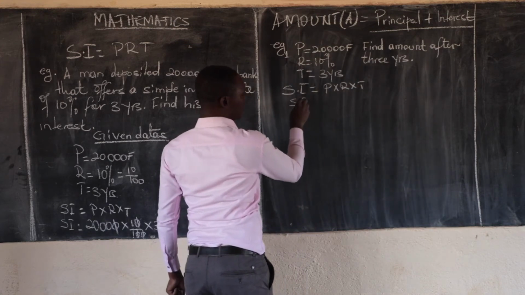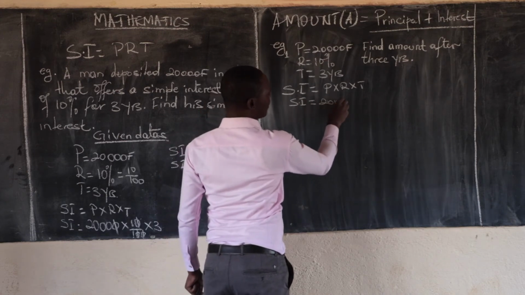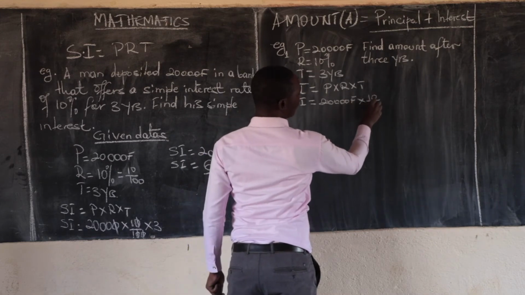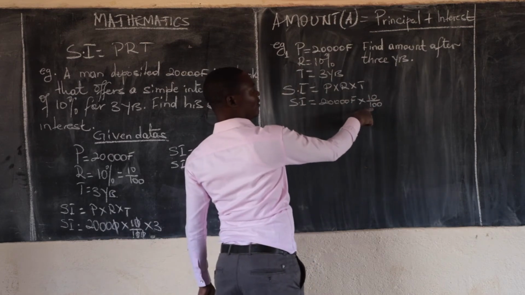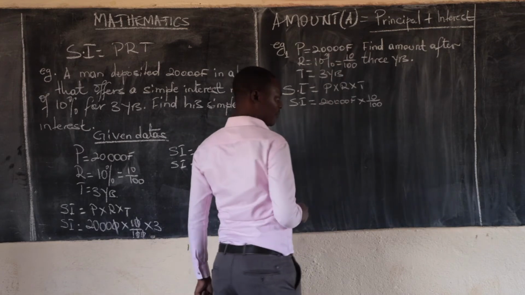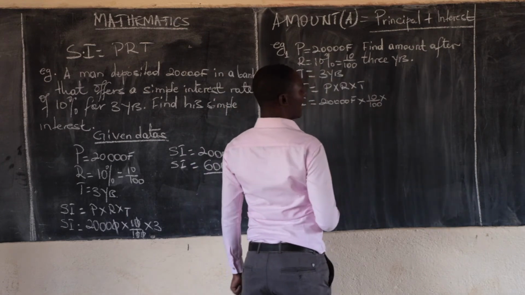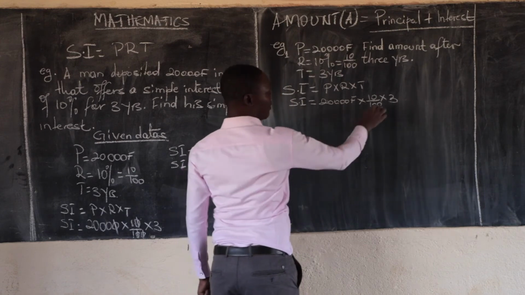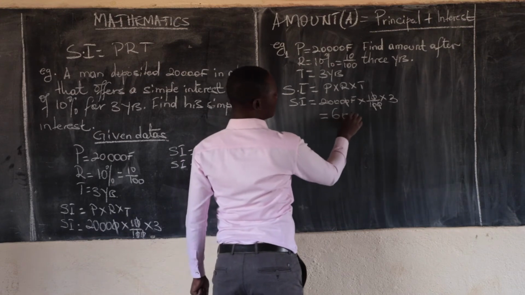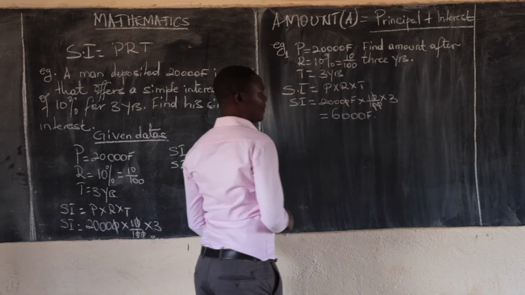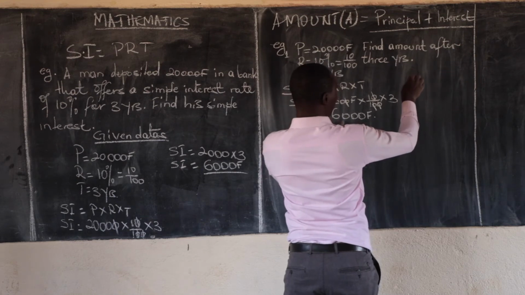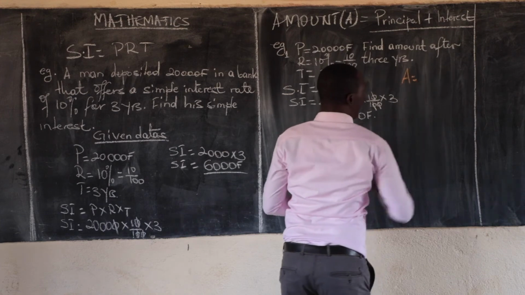Our simple interest is 20,000 francs times our rate, 10/100. I think you remember why I write 10/100, not 10%. As I said, it's better to convert this one into a fraction to simplify your calculations. Now our time is 3. We simplify it and we got this one as 6,000 francs. Now, our principal, which is 20,000, simple interest 6,000, we calculate now amount.